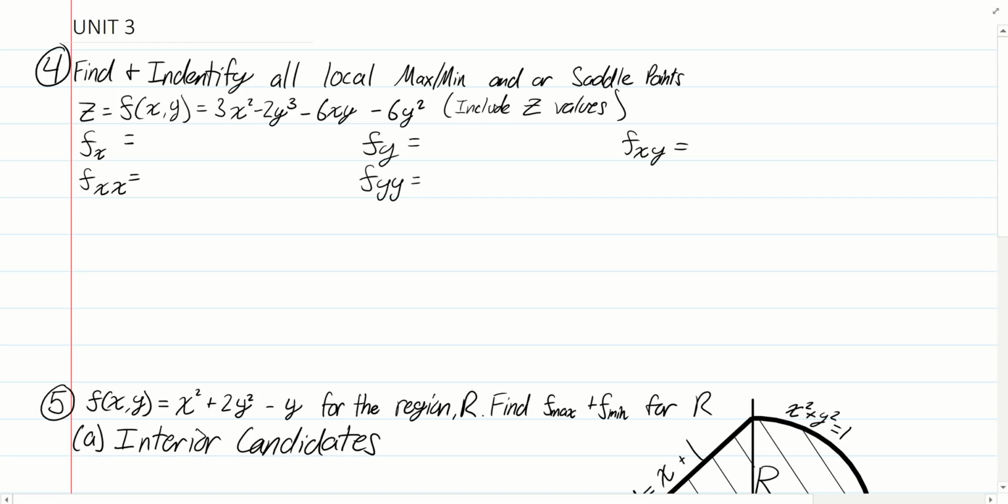Hello, this is a review of Unit 3 for the ENGR 201 final exam. All of this is going over maxes and mins for multivariable calculus. So I'll just get right into it.